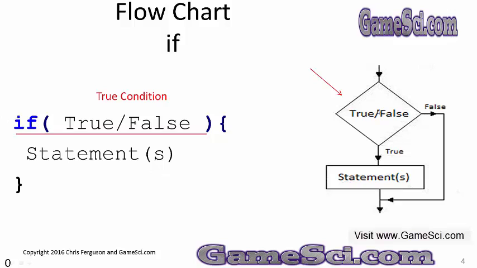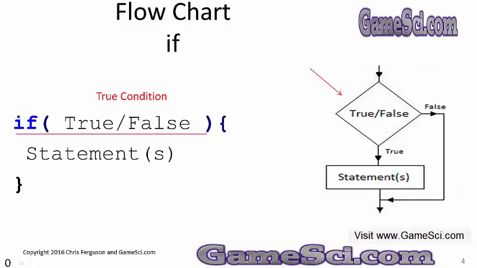True-false statements in flowcharts always appear in diamonds because diamonds have these nice points on the edge we can label true or false. Anything that evaluates true-false, like a relational operator, always appears in a diamond in a flowchart. And that's what this arrow is showing you. This true-false condition is represented by that diamond in the flowchart.